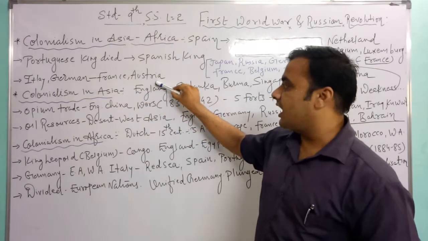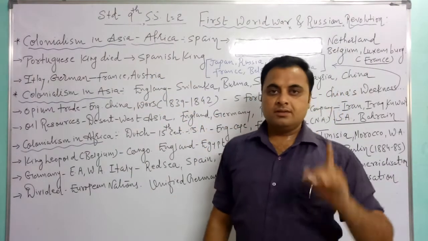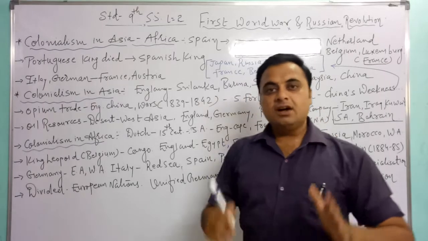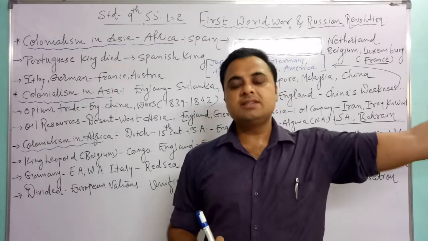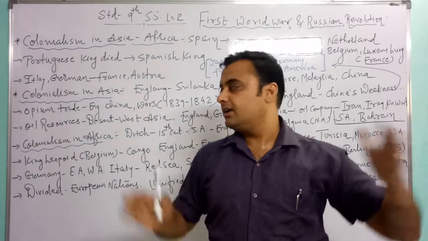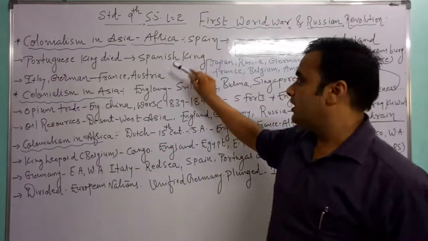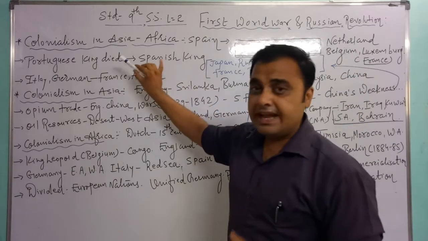This is Austria, not Australia. Please listen carefully. This is the European continent nation Austria. Australia is a different nation on a different continent, but this is Austria. So this is the example.